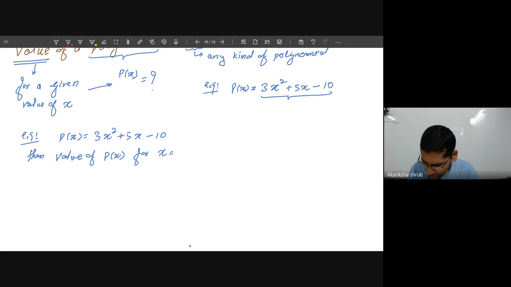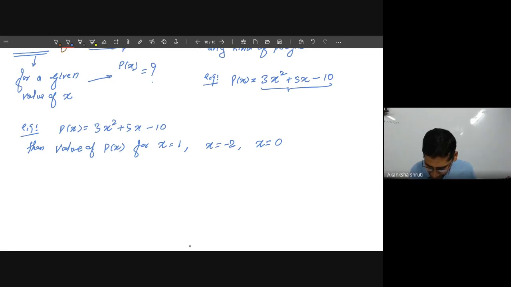x is equal to say 1. Another time it may be given, say x equals minus 2. Another time it may be x equals 0. So a student, keep in mind, here p(x) is given in this expression form, meaning it is a polynomial. We are taking the value of x equals 1, meaning wherever there is x in this p(x), it has to be replaced by 1. Then we have to calculate the value of this expression. That is called the value of the polynomial.